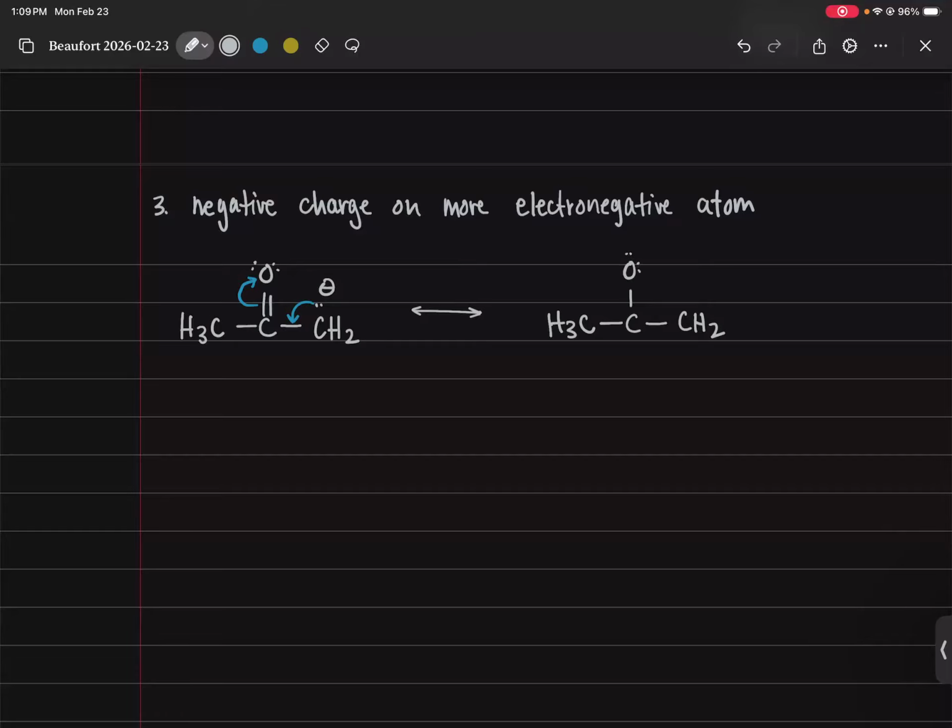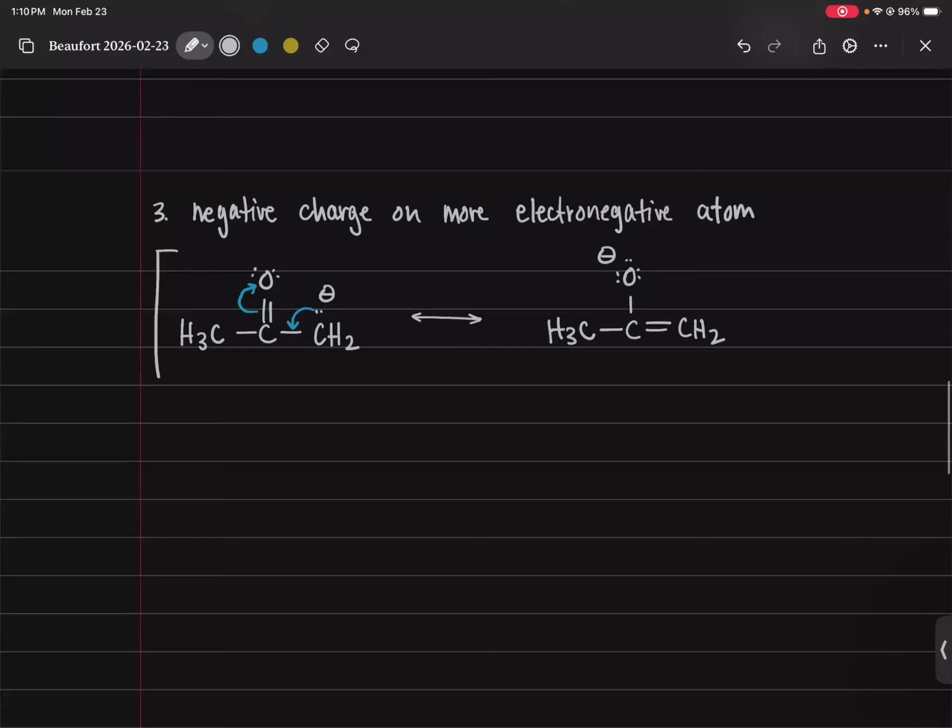Two lone pairs are already there. So the lone pair on the CH2 comes down, becomes a double bond. The CO double bond is going to move up to become a lone pair on the oxygen. And now that means oxygen has a negative charge. Charges are good there because you have to conserve charges between different resonance structures of the same molecule.